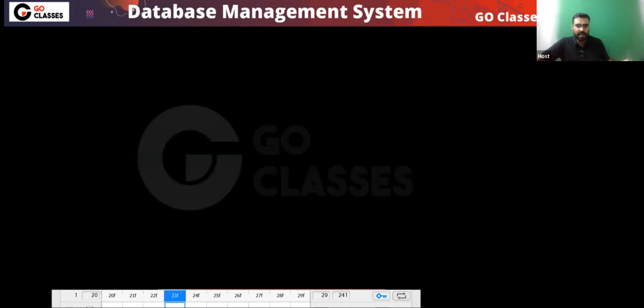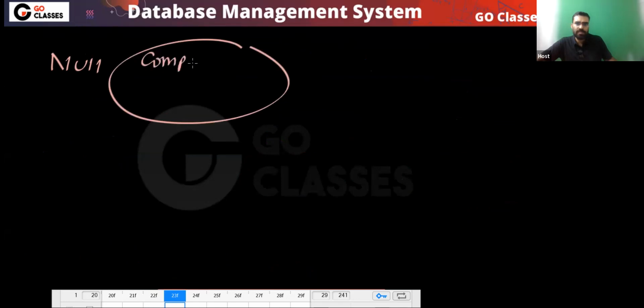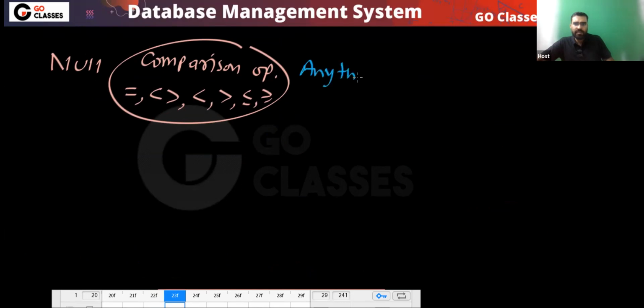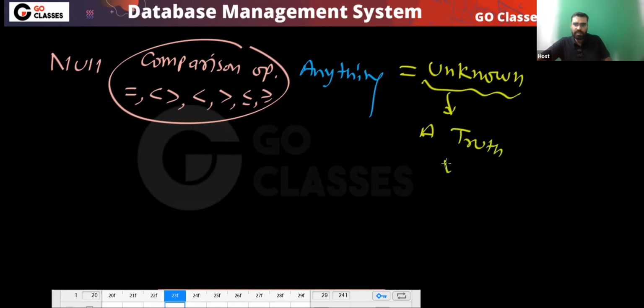And what about null comparison with anything? Here you put some comparison operation, like not equal to, less than, greater than, less than or equal to, greater than or equal to. If you put some comparison operator, and here you can put anything, the result will be unknown. The result will be a truth value.